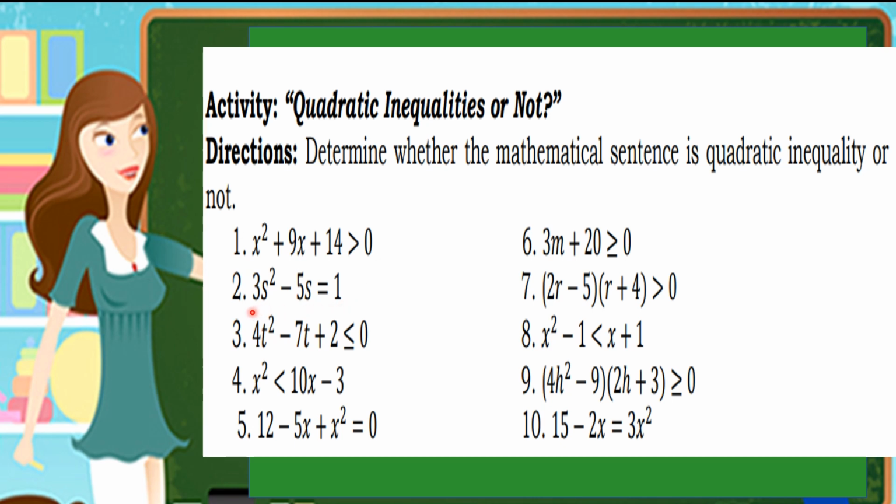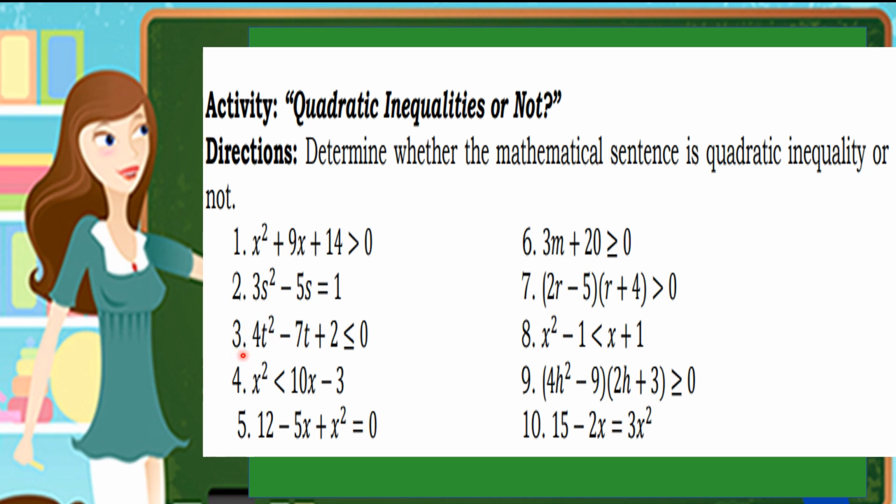Next, we have 3s squared minus 5s equals 1. So what do you think is the answer? So the answer is not. Why not? Not a quadratic inequality, but the given is an equation. Bakit equation? Kasi may equal sign. Bakit quadratic? Kasi the highest exponent is 2. Therefore, this is not a quadratic inequality because this is a quadratic equation.